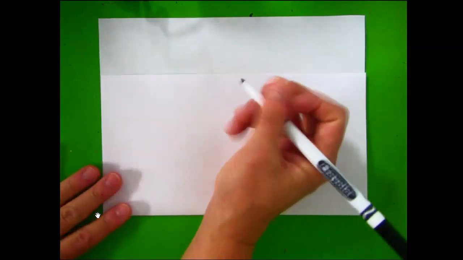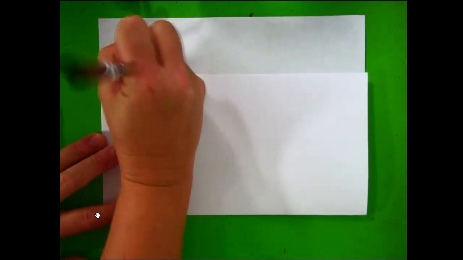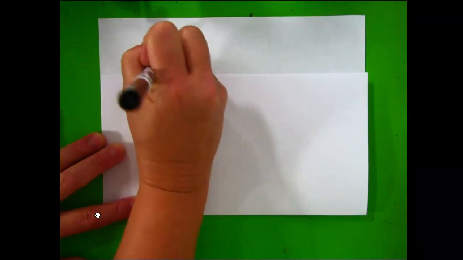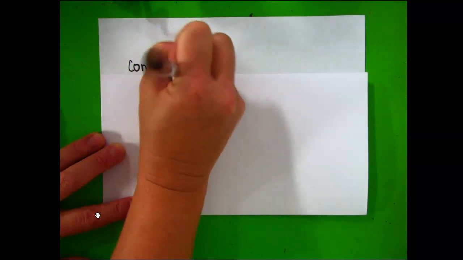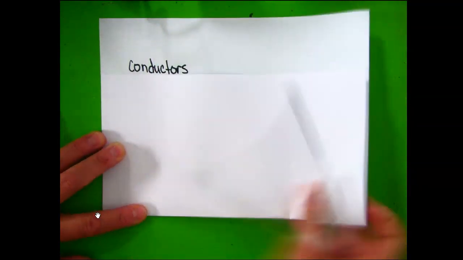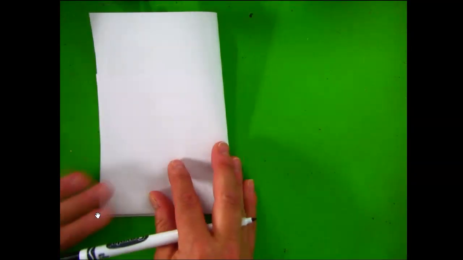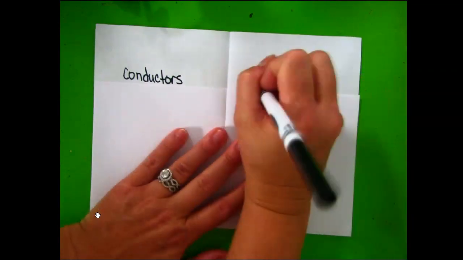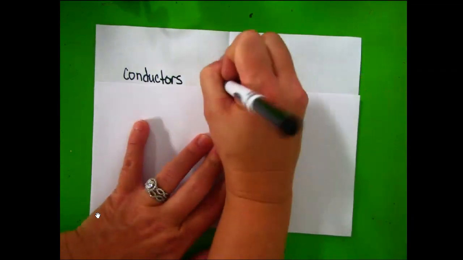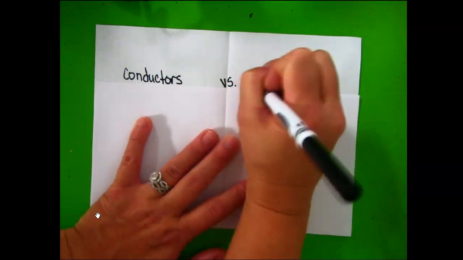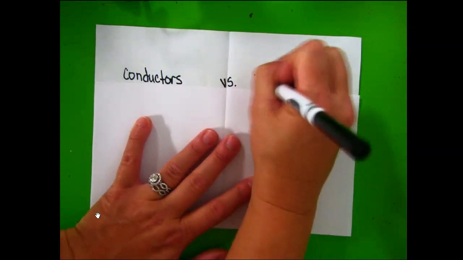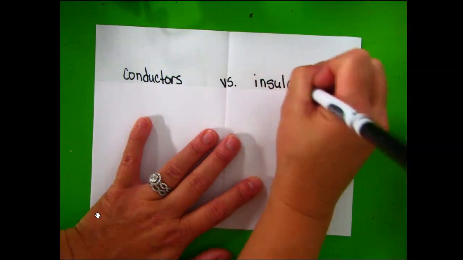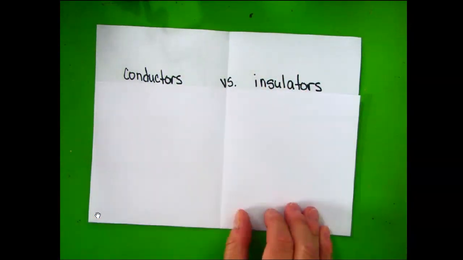And so I want these to be conductor, I'm going to go ahead and fold it in half this way. And insulator, because I'm going to do conductors versus insulators.